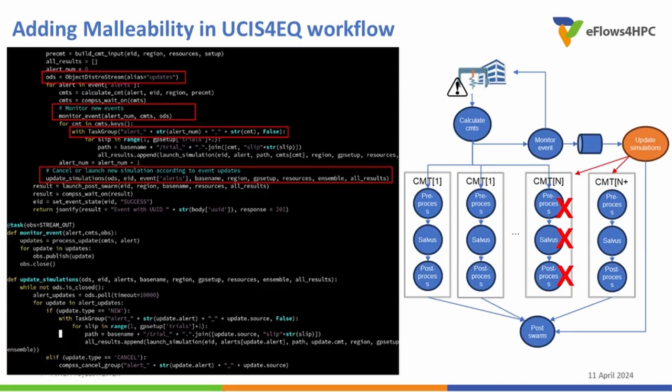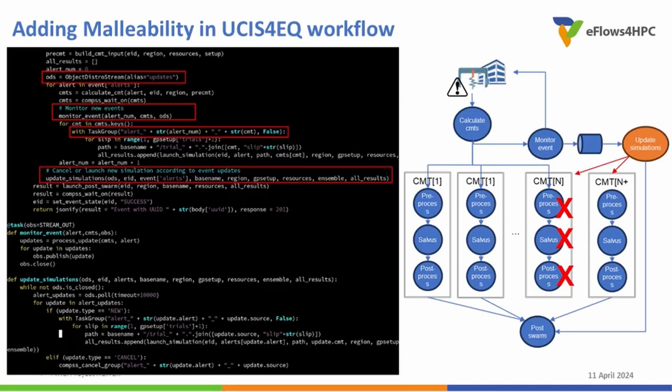We have implemented the required adaptability using the streams and the task group cancellations provided by PyCOMPSs. The first part of the workflow includes a set of microservice invocations that calculate the CMTs to evaluate an earthquake alert. Then, a set of simulations are launched for each CMT.